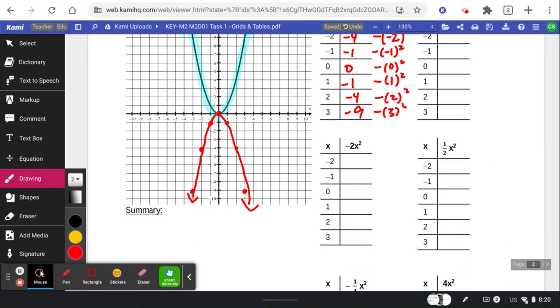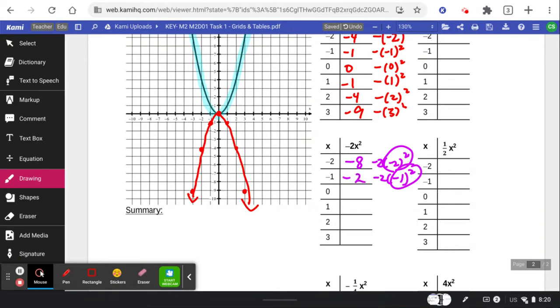Let's go do the negative 2 squared next. I'm going purple for that one. Negative 2 squared means when I'm plugging in negative times negative 2 is 4. So this back part yields a 4. 4 times negative 2 gives me negative 8. Negative 1 squared is 1. 1 times negative 2. 0 squared is 0. 0 times 2. 1 squared is 1. 1 times negative 2. 2 squared is 4. 4 times negative 2.